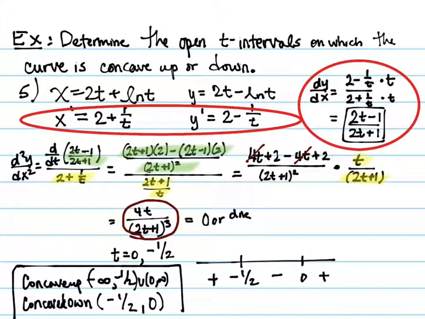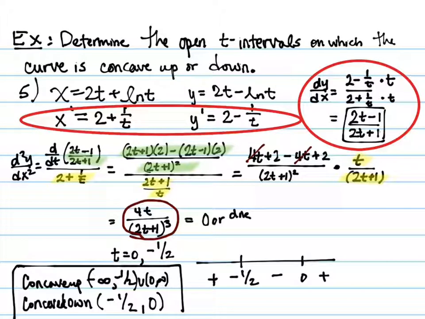With a little bit of cleanup from the numerator, I end up with just a 4 on top times the t that's from my yellow piece over there, so that's 4t. And the denominator is 2t plus 1 cubed. If this equals 0 or it does not exist, in other words, if the numerator equals 0 or the denominator equals 0, I have places where I at least have a potential concavity change. So my numerator equals 0 at 0, and my denominator equals 0 at negative 1/2.